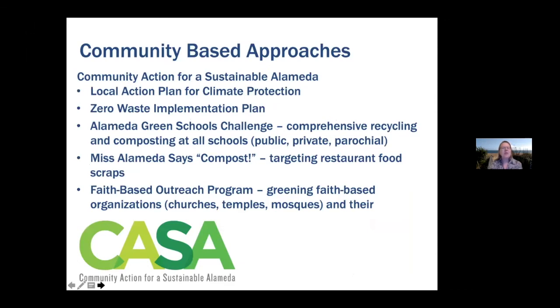The city has community-based approaches. I work with the Community Action for Sustainable Alameda, which helped to develop the local action plan for climate protection, the zero waste implementation plan, the Green Schools Challenge. We work with Miss Alameda, who ran for Miss California, and she has a program called Miss Alameda Says Compost, targeting restaurant food scraps. And we also work with our faith community, the mosques, churches, temples, to help them green their congregations and green their places of worship.